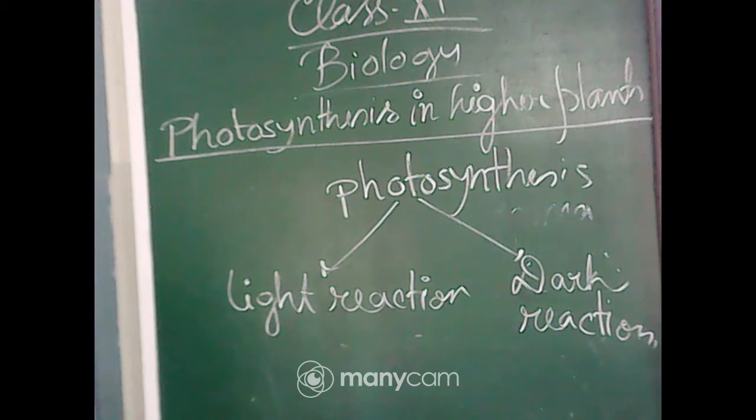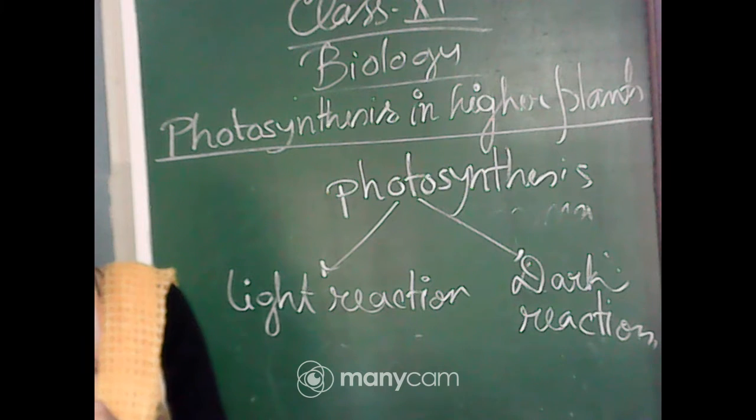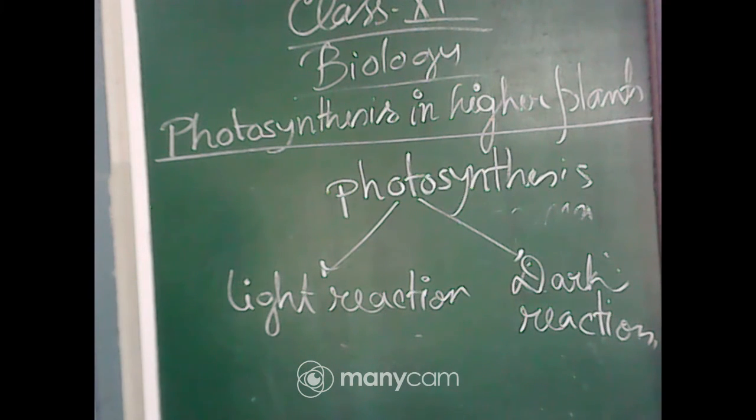In the light reaction there are some steps, and some products are formed after the light reaction which enter into the dark reaction. In the dark reaction, particularly, reduction of carbon dioxide to carbohydrate takes place. So the light reaction will occur in the thylakoid and the dark reaction will occur in the stroma.